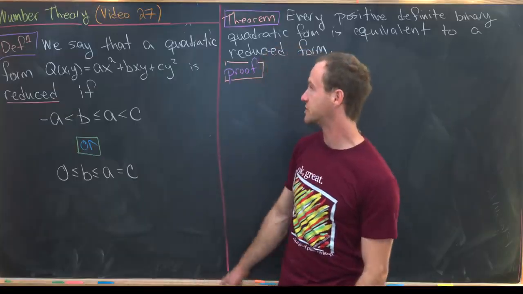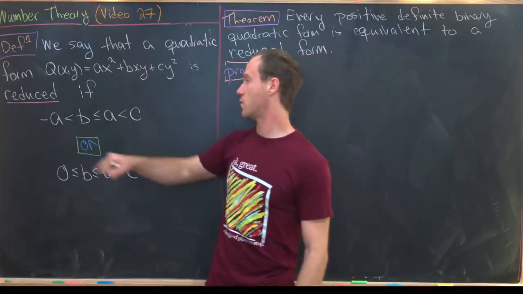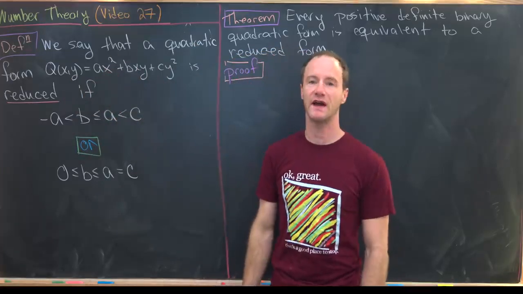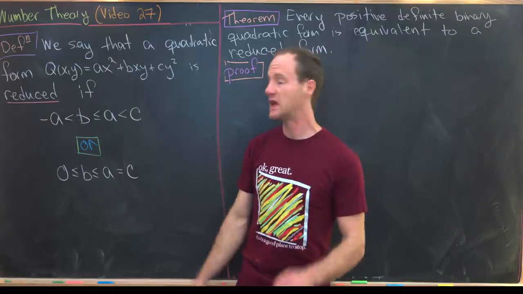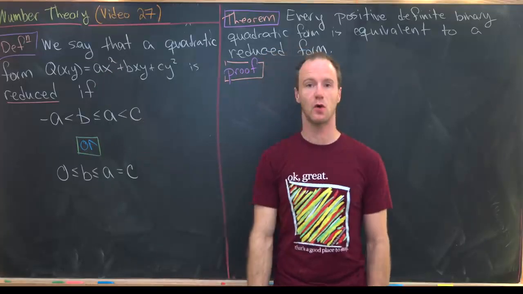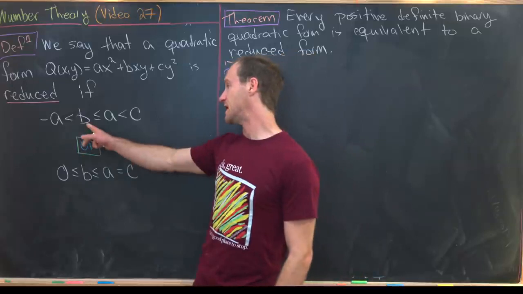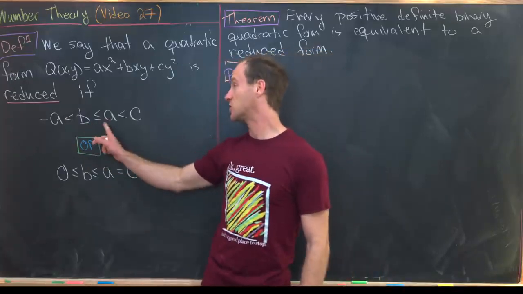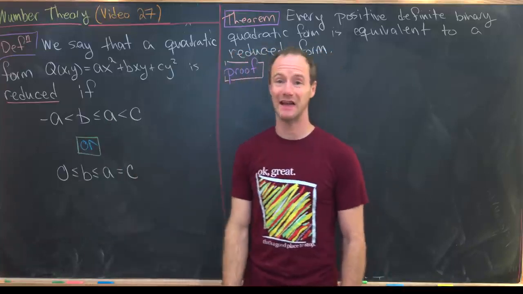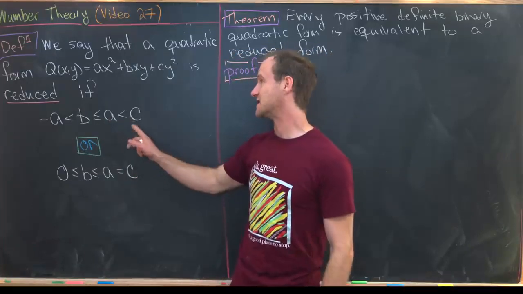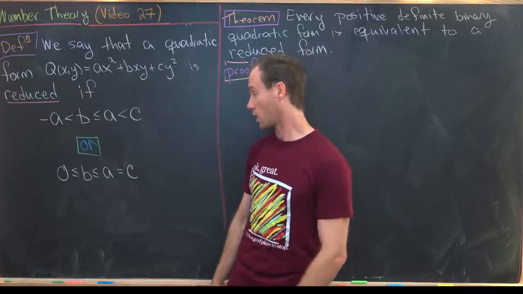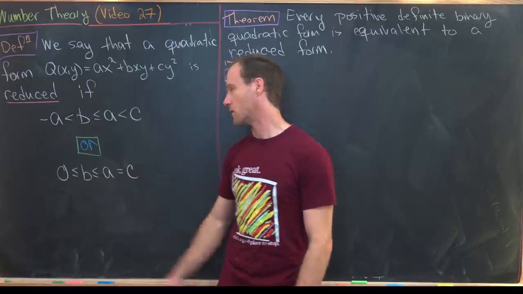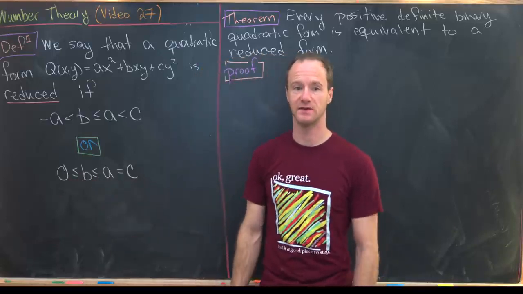So now for a new definition, we say that a quadratic form Q of xy, which is ax squared plus bxy plus cy squared, is reduced if one of these conditions holds. So we've got b is between negative a and positive a. That can include positive a, but not negative a. And then a is less than c. Or a is equal to c, and b is between 0 and a. So those are our possibilities.